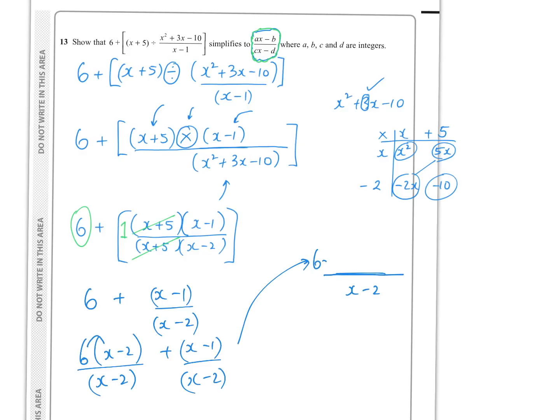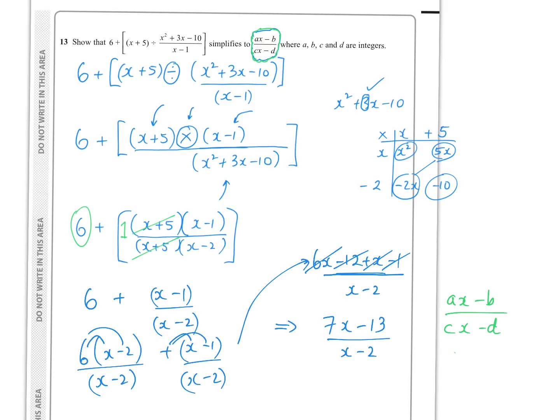So I've got 6x minus 12 and then plus x minus 1. And that's going to give me 6x plus x is 7x. Negative 12 take away 1 is negative 13 over x minus 2. That's now in the form (ax minus b) over (cx minus d), where a is 7, b is 13, c is 1, and d is 2.